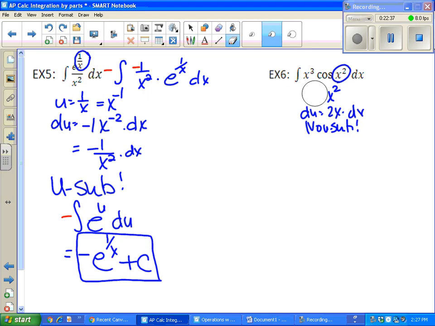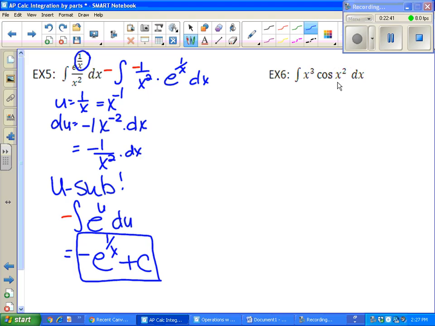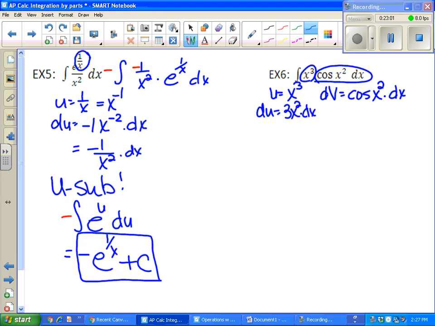So I'm going to have to say, okay, let's go back and think about parts, because I'm multiplying two things that are seemingly unrelated. I'm multiplying this, multiplying that, so I'm going to let my u be the easiest, which is x to the third. The polynomial comes before the trig function, so the dv is cosine of x squared dx. All right, here we go. We're going to take the derivative of the u part, 3x squared dx. We're going to take the integral of this part.